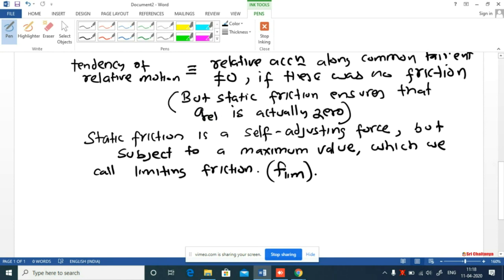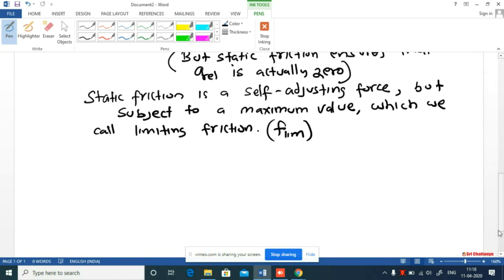Again, a very common error we have in mind is that we think limiting friction is the same as static friction. It is not. Limiting friction is just the maximum possible value of static friction. Static friction can have any value between 0 and limiting friction depending on the external conditions, because it has to adjust its value in such a way that a relative along the common tangent is actually 0. The value of this limiting friction is equal to mu s into N.